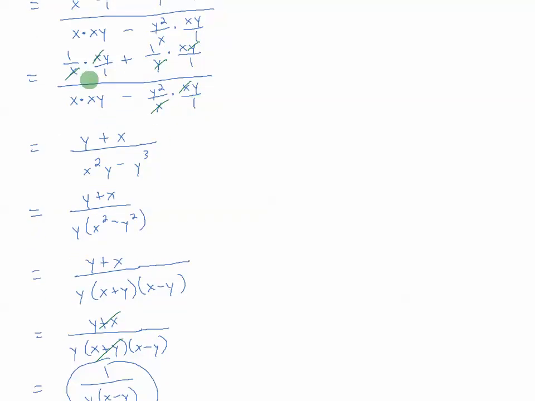And so all I'm left with is y plus x on top, and on the bottom x times xy is x squared y, minus y squared times y is y cubed. Now I'm just trying to simplify this rational expression. Notice this is not a complex fraction anymore. There are no fractions within this fraction.